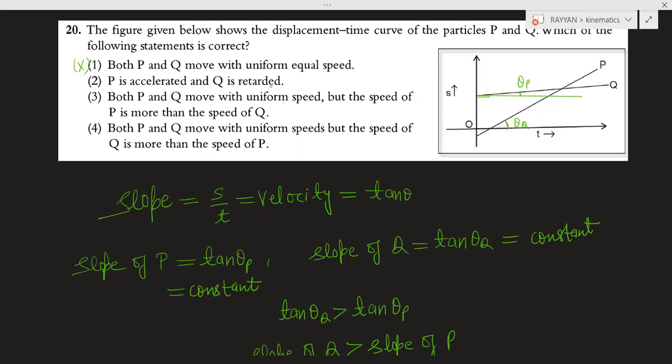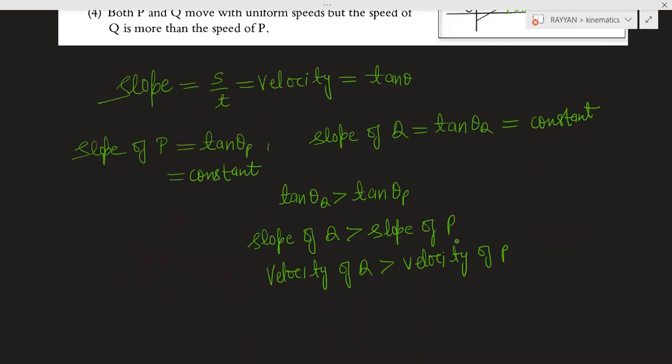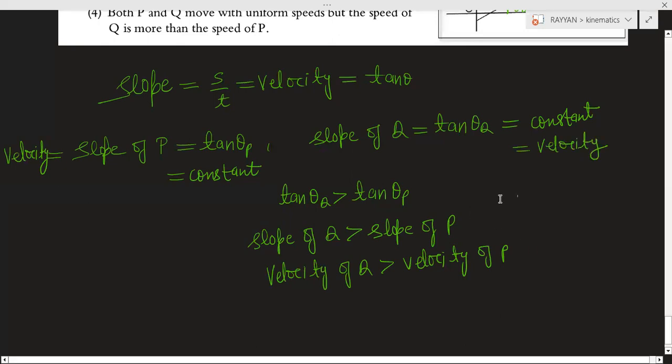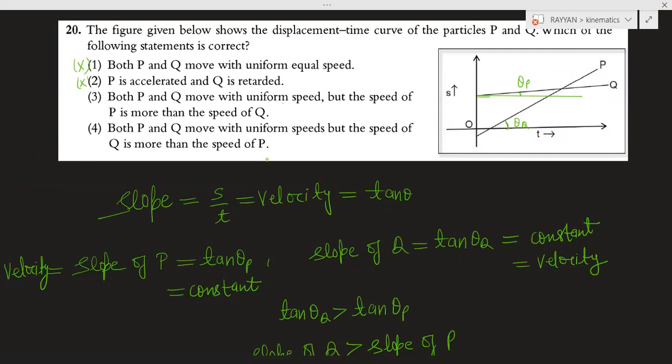Why will there be acceleration? Acceleration is only there when there is a change in velocity, but here the velocity is constant. You can see here velocity is constant. If the velocity is constant, you can also write the slope of P is equal to the velocity, and this is also equal to the velocity. So both the velocities are constant. If there is a constant velocity, it means there will be no acceleration or retardation. So the second statement is also incorrect.